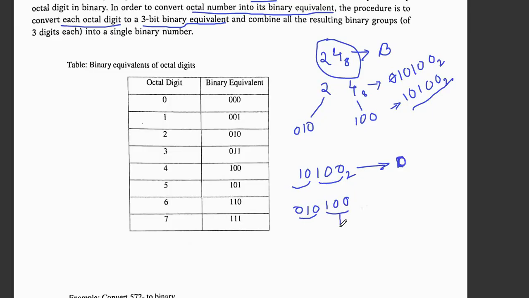So the equivalent decimal number or binary number we write, the octal number we write. 100 means how much it is? 4. 10 means how much it is? 2. So the equivalent octal number will be 24 to the base 8.